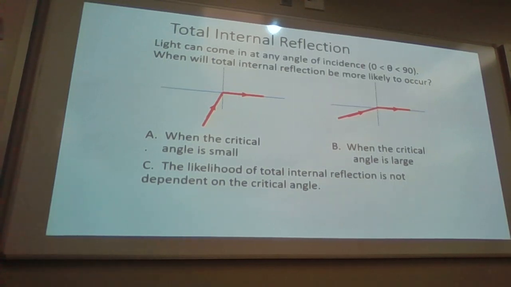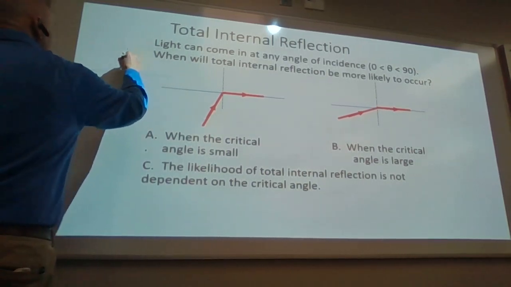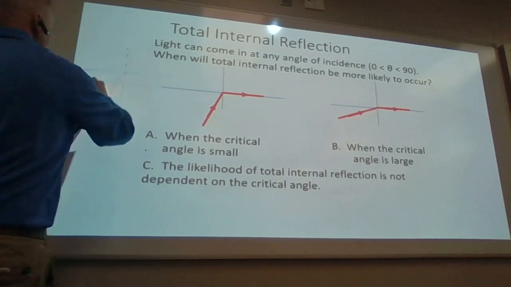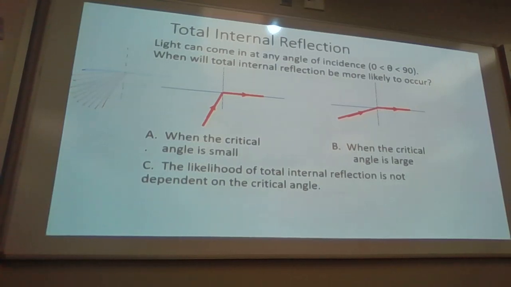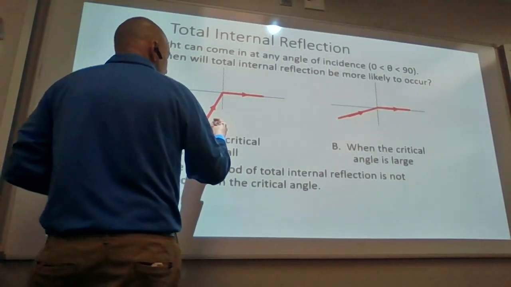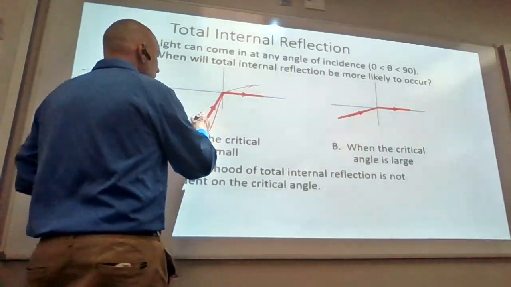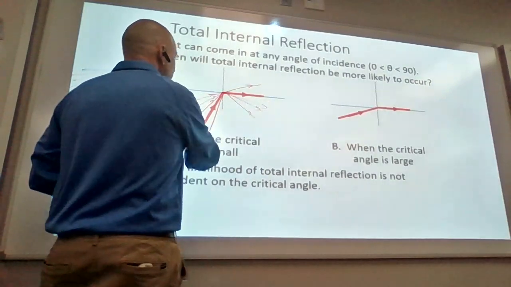Okay, here's what I was getting at with this first statement. I don't know if you interpreted it this way, but light can come in a whole lot of different angles. That's what this first statement is saying. Which of these two scenarios is going to have total internal reflection happen more often? So this ray is going to get out. This ray goes parallel. This ray reflects back in this way, totally internally reflects. This ray totally internally reflects. This ray totally internally reflects.